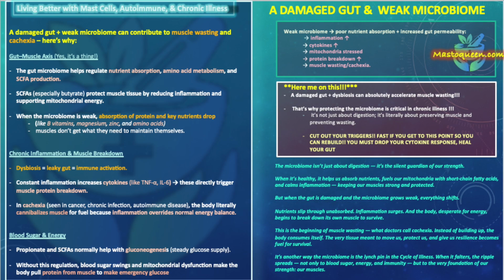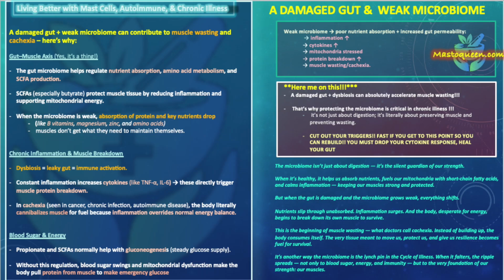The gut microbiome helps regulate nutrient absorption, amino acid metabolism, and short-chain fatty acid production. Short-chain fatty acids, especially butyrate, protect muscle tissue by reducing inflammation and supporting mitochondrial energy. When the microbiome is weak, absorption of protein and key nutrients drops, like B vitamins, magnesium, zinc, and amino acids. Muscles don't get what they need to maintain themselves. Now, chronic inflammation also contributes to muscle breakdown. So dysbiosis equals leaky gut equals immune activation.